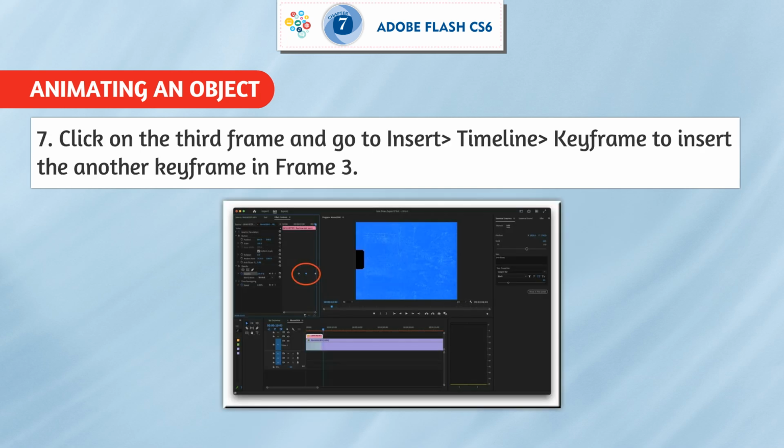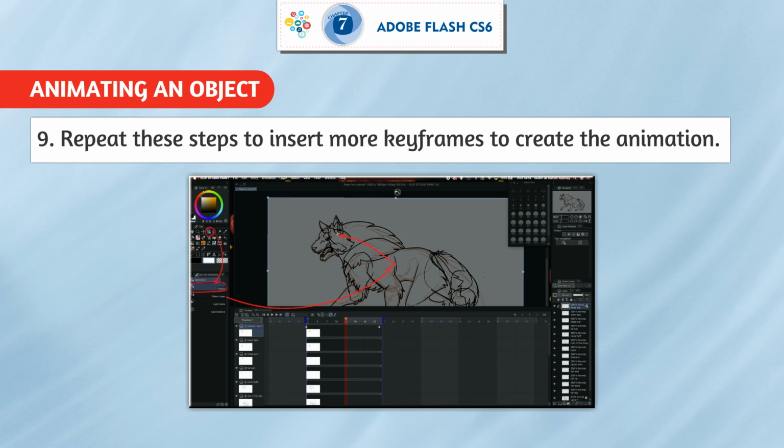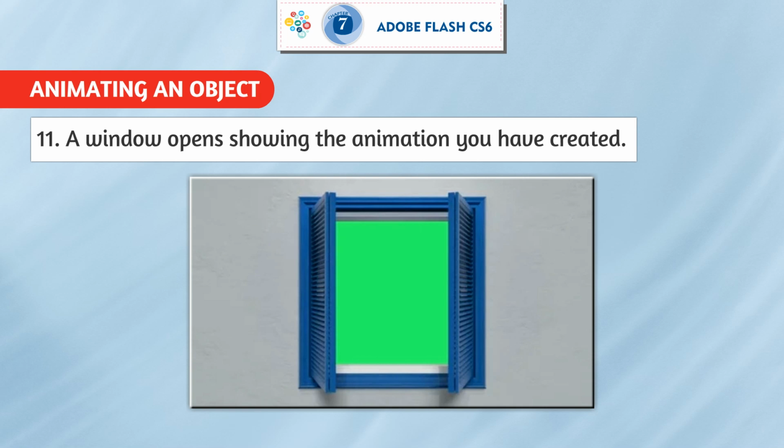7. Click on the third frame and go to Insert, Timeline, Keyframe to insert another keyframe in frame 3. 8. Do some changes in the object, like changing its position to slightly down and change its color. 9. Repeat these steps to insert more keyframes to create the animation. 10. After this, you can preview your animation by clicking on the Control menu, Test Movie, Test, as shown in figure below. 11. A window opens showing the animation you have created.